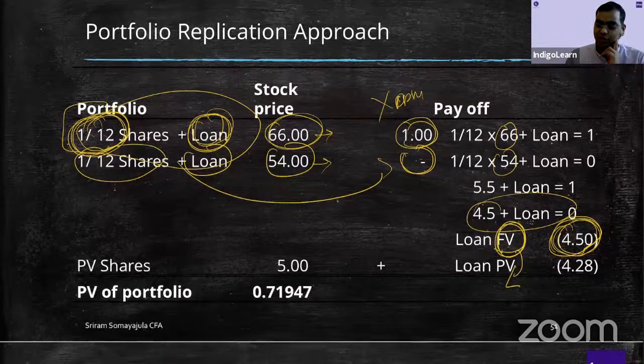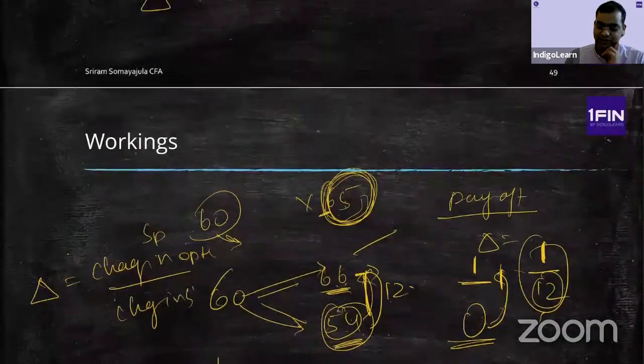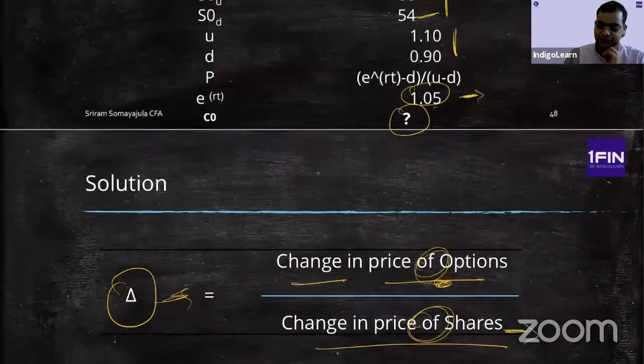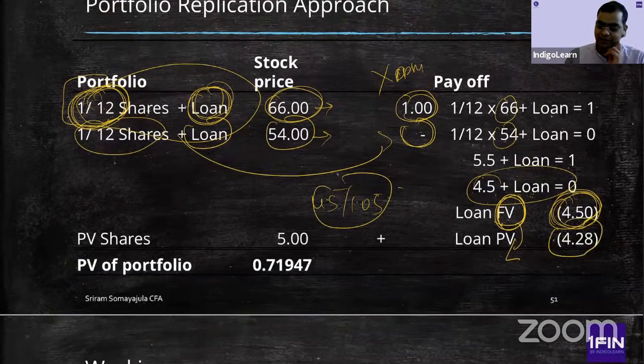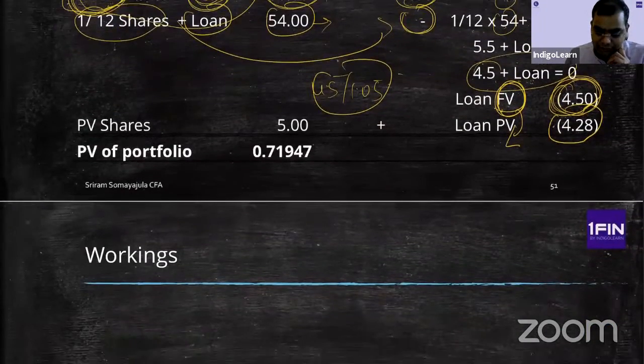So the present value of the loan is 4.5 divided by 1.05. We've got this 1.05, they've given it somewhere. Yeah, e to the power rT is 1.05. So the present value of the loan is 4.5 by 1.05, which is basically 4.28. Now, if this is 4.28, what is the value of the portfolio today?